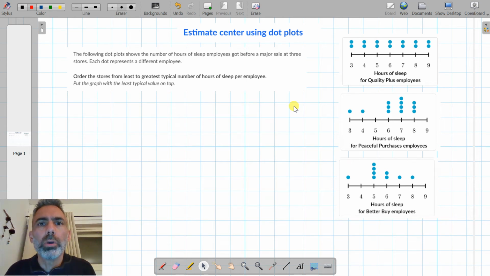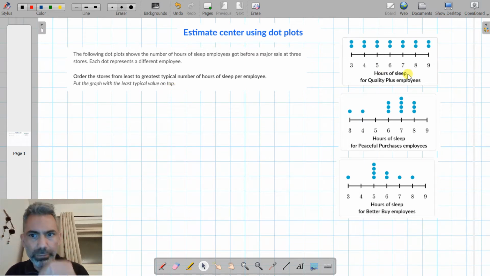Hello, in this video I'm going to solve problems of estimating center using dot plots. So let's start. The following dot plots show the number of hours of sleep employees got before a major sale at 3 stores. Each dot represents a different employee. Order the stores from least to greatest typical number of hours of sleep per employee. Put the graph with the least typical value on top.